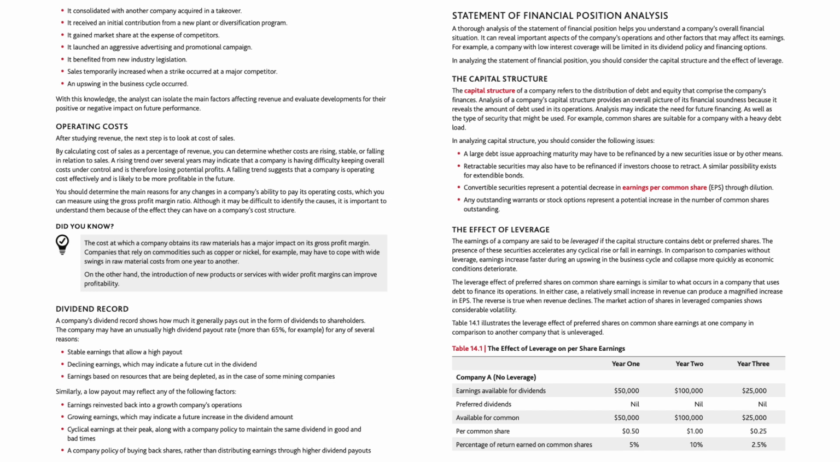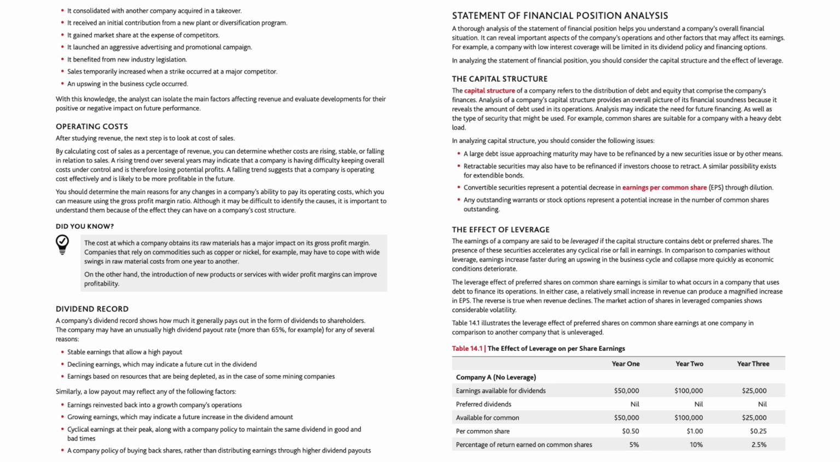Did you know? The cost at which a company obtains its raw materials has a major impact on its gross profit margin. Companies that rely on commodities, such as copper or nickel, for example, may have to cope with wide swings in raw material costs from one year to another. On the other hand, the introduction of new products or services with wider profit margins can improve profitability.